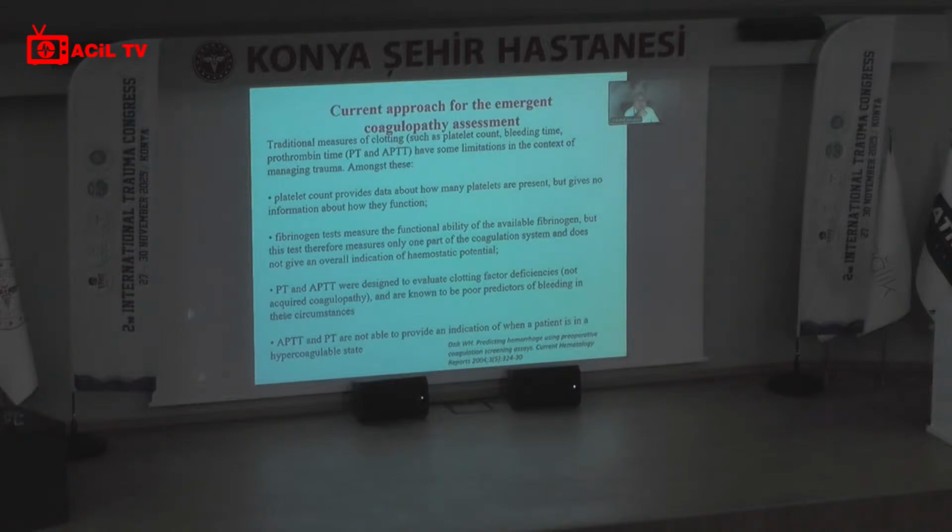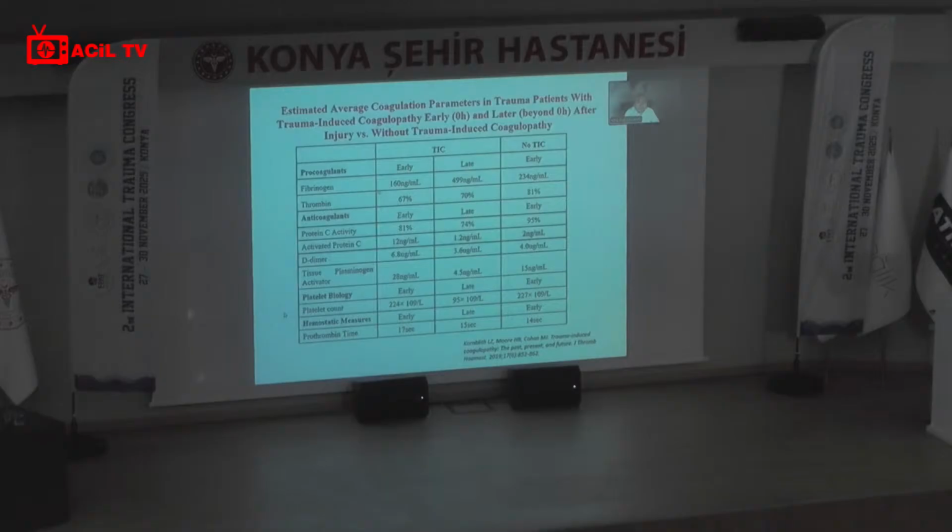Traditional measures of clotting, such as the platelet count, the bleeding time, and prothrombin time, have some limitations in the context of managing trauma. So, the estimated average coagulation parameters in trauma are here. So we have to see the procoagulants and anticoagulants. Of course, you can see here that in trauma-induced coagulopathy, they are slightly different. The platelet biology can also be monitored here, and hemostatic measures.